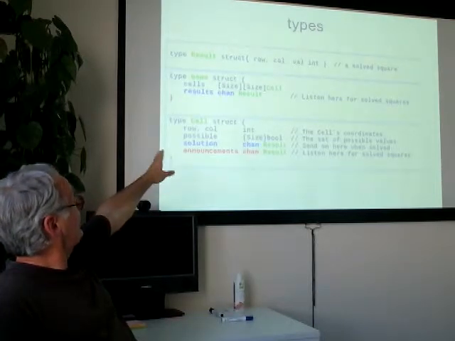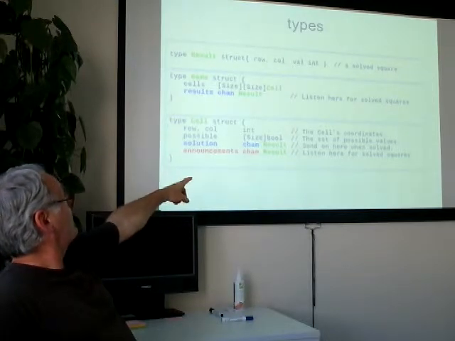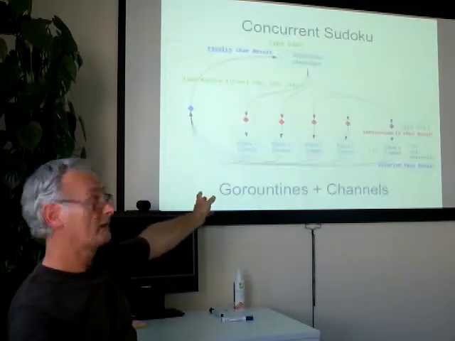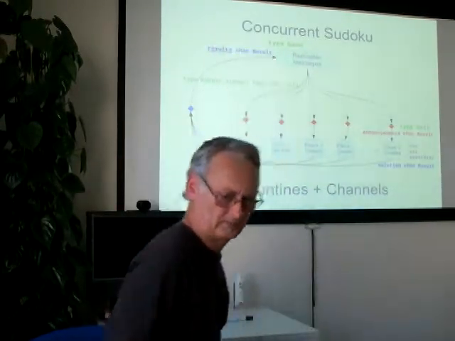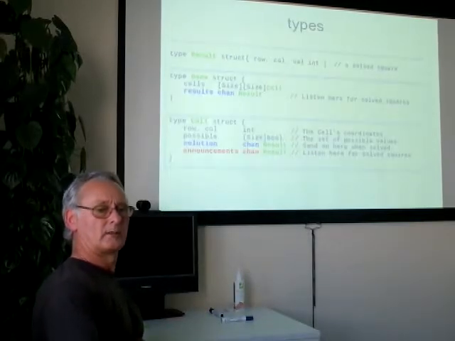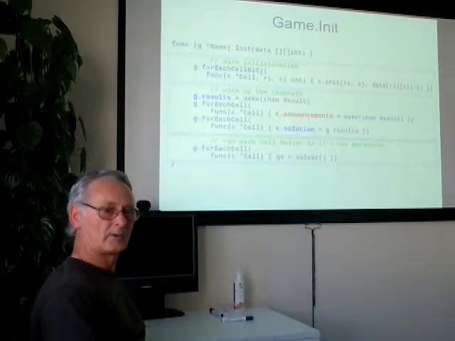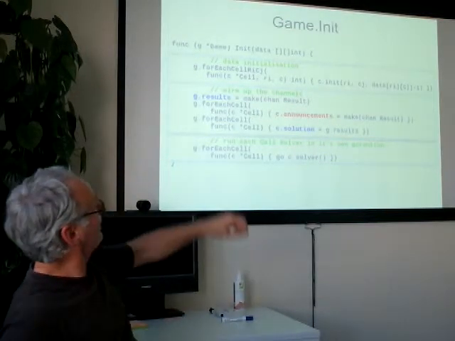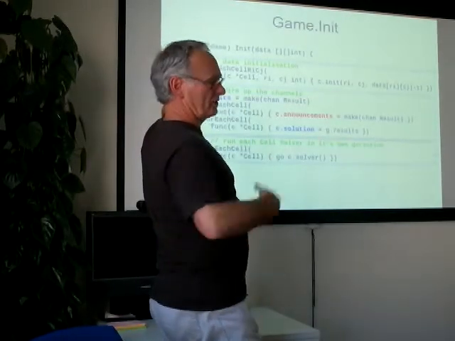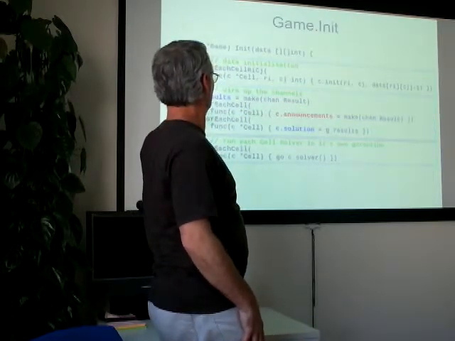So this type cell, each of these little cells needs to know where they are, what their possible values are, and they've got to have two channels here. Right? One for receiving information on, and one for sending information out. So that's the types that we're dealing with. Initialization, which I won't dwell on too much, but how do we make these channels, is done here. So this is data initialization, just passing an array in and then sending it on for each cell.